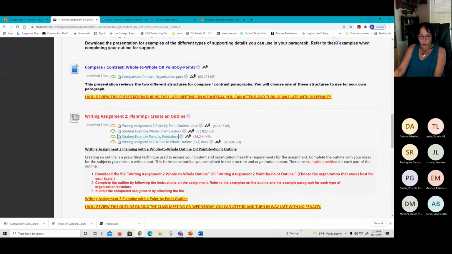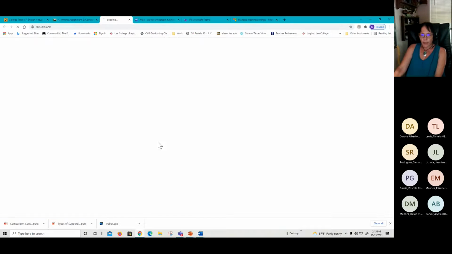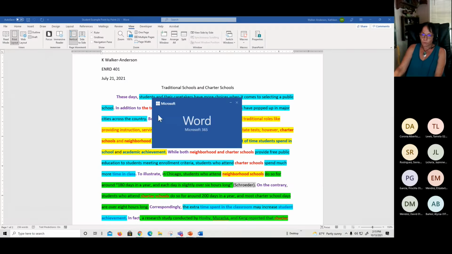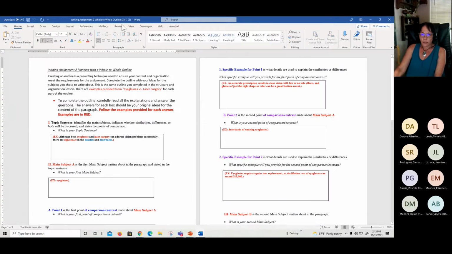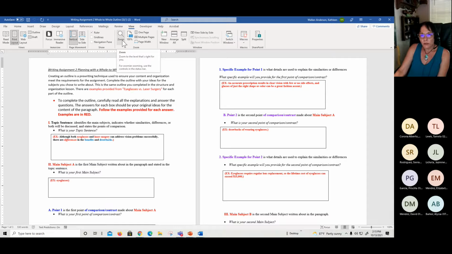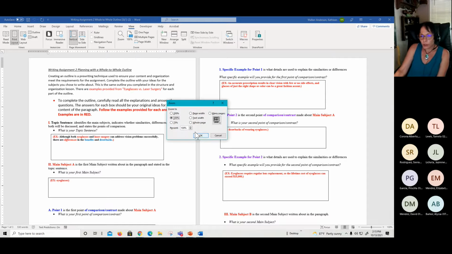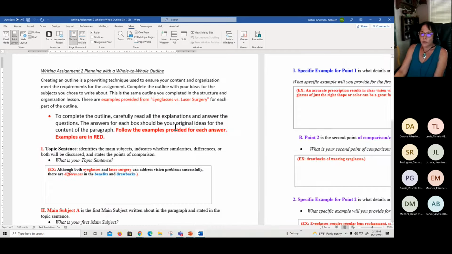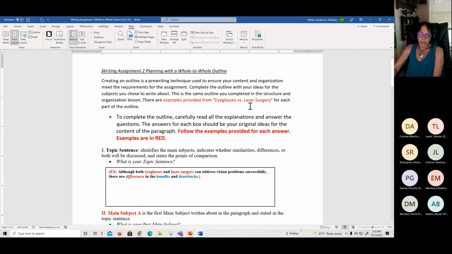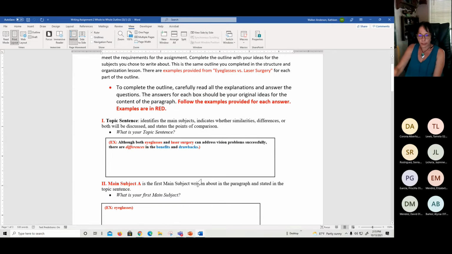So those are the example paragraphs, but what the assignment was to create an outline. And the only one I gave you last time was this one. So I've added an outline for the other type of organization. And if you're not sure if your paragraph might need point by point, I would go back to it. If you're organized by whole to whole and it doesn't fit the topic, it'll affect the quality of the writing. So, and I want your best examples. So just go back and look at your ideas and see.